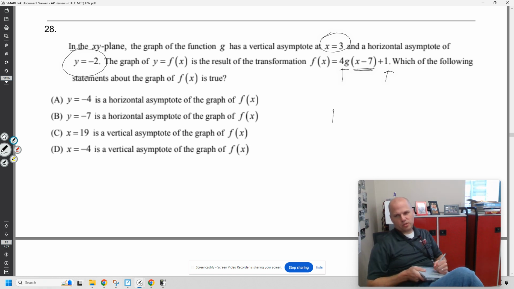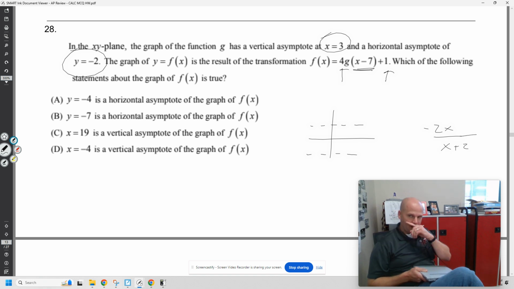Just want to make sure this works out. Let's say I have an asymptote at negative 2. Let's just create some function that has an asymptote at negative 2. Negative 2, x over x plus 2. If I took those y's and multiplied them by 4, that would turn into negative 8. And then if I added 1 and I plugged in infinity, I would get negative 8, still plus 1. Okay. All right, it works out.